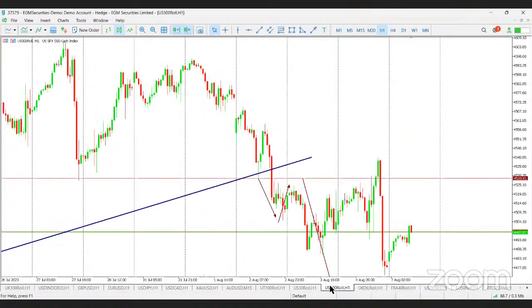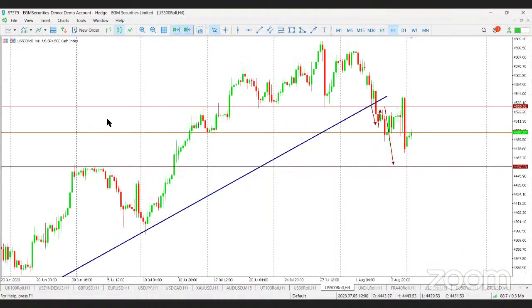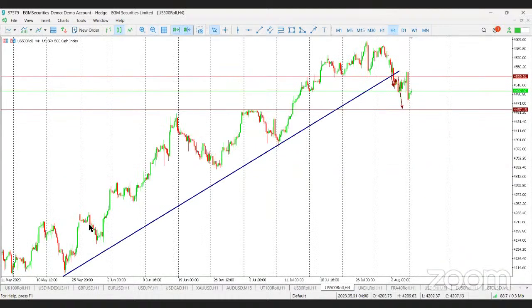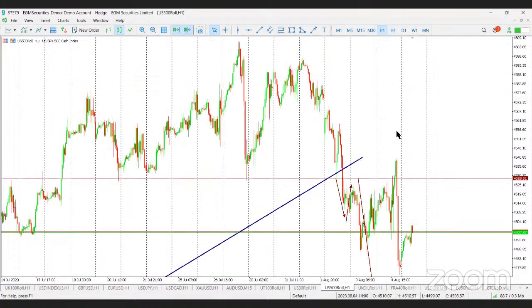Same case for the S&P 500, which seemingly broke a very important trend line that was holding for quite a period of time. After breaking, it went for a retest and then dropped sharply. So now I expect another week where we could be seeing US equity indices continue to weaken, especially after the Fitch downgrade of US credit rating.